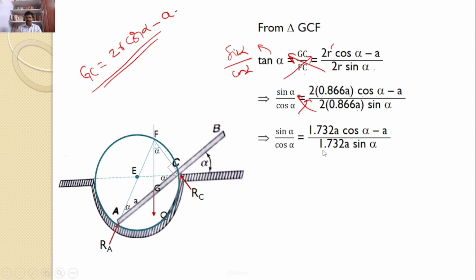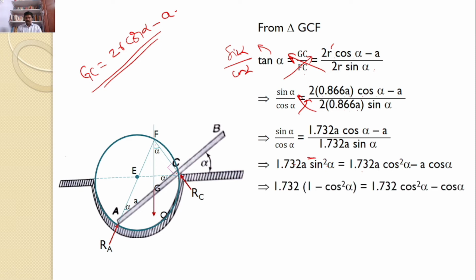So go with the cross multiplication. That means 1.732A sin square alpha is equal to 1.732A cos square alpha minus A cos alpha. This sine square alpha you can consider as 1 minus cos square alpha. So you can substitute sine square alpha as 1 minus cos square alpha, and you will get this expression. Then you can simplify. So this value is 1.732 minus 1.732 cos square alpha is equal to this much.